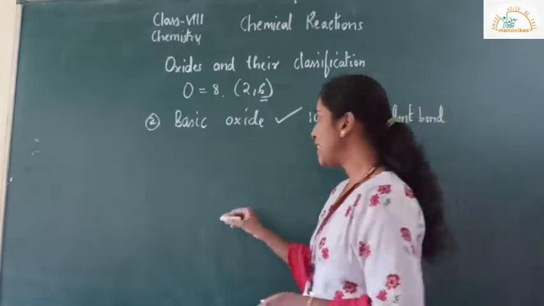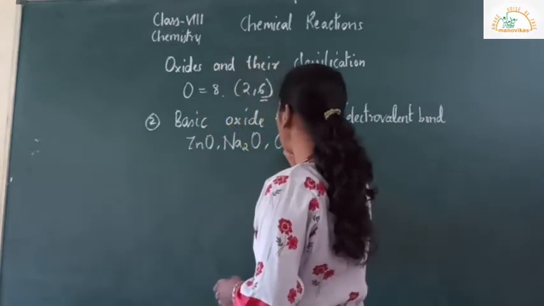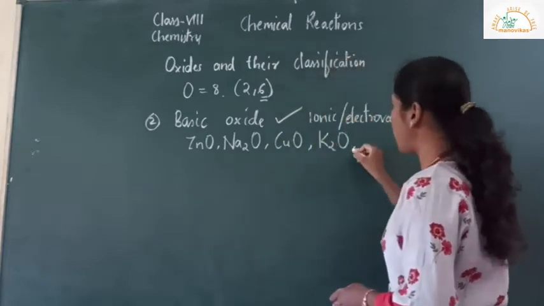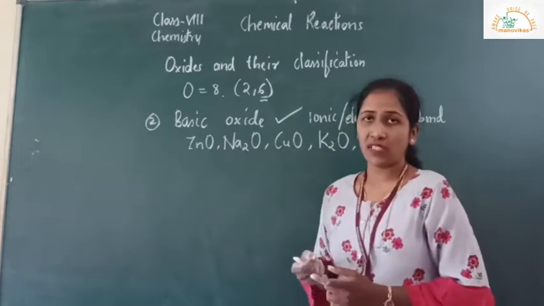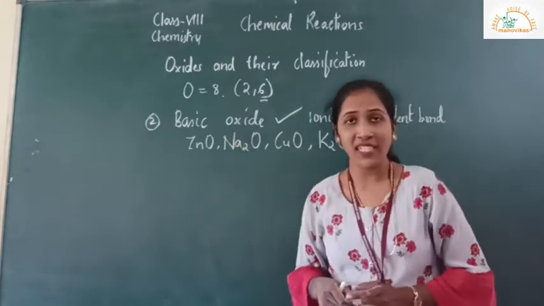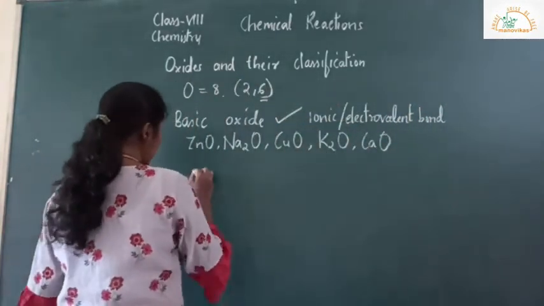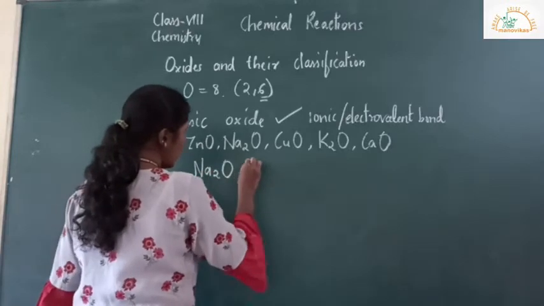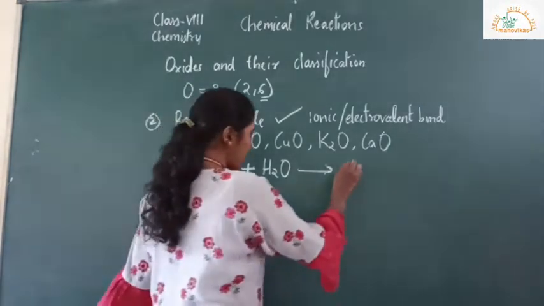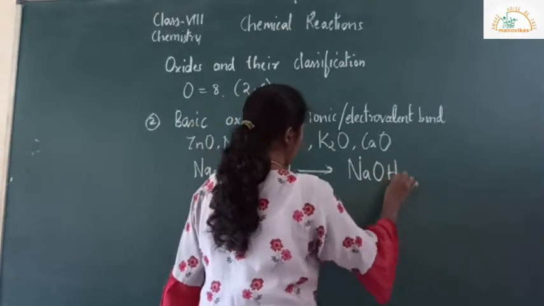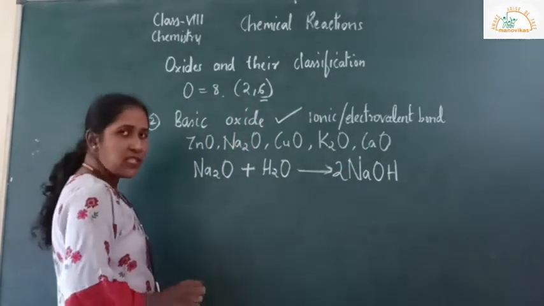So in this we can take an example like zinc oxide, sodium oxide, copper oxide, potassium oxide, calcium oxide. These are some of the examples. Now in basic oxide, the basic oxides have high melting and boiling point. Now this basic oxide, when it is treated with water, for example, sodium oxide, when it is treated with water, what we get is base, that is NaOH. So check if the equation is balanced. So you can say now the equation is balanced.